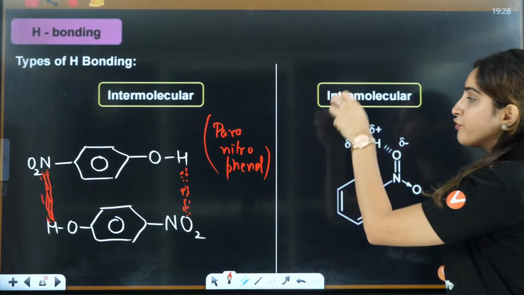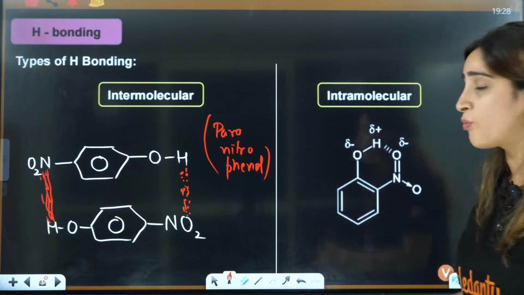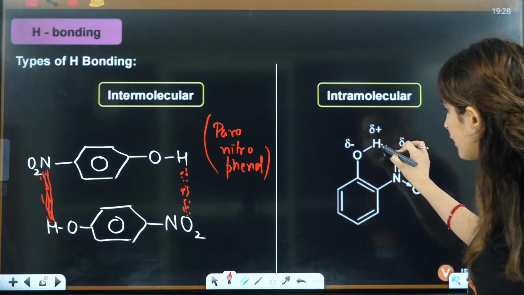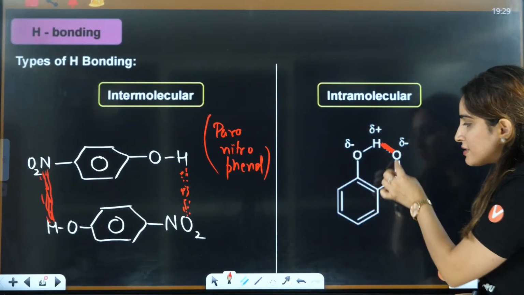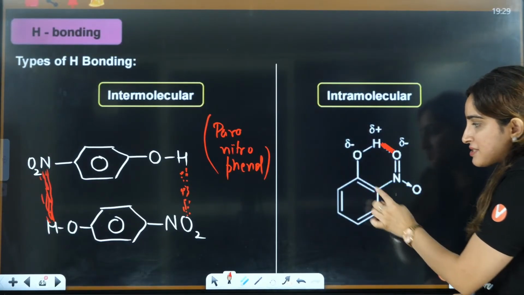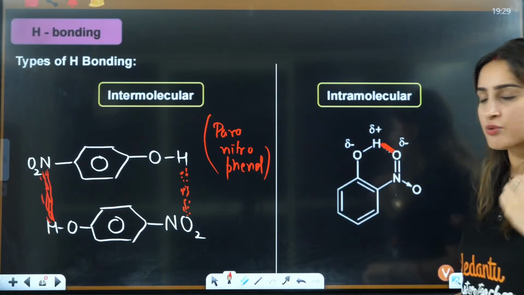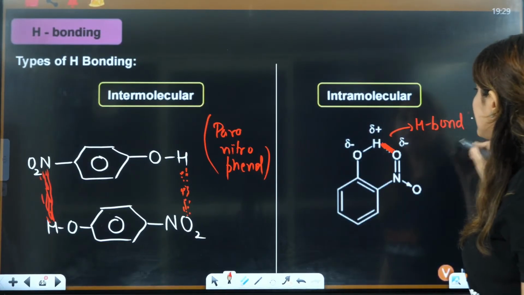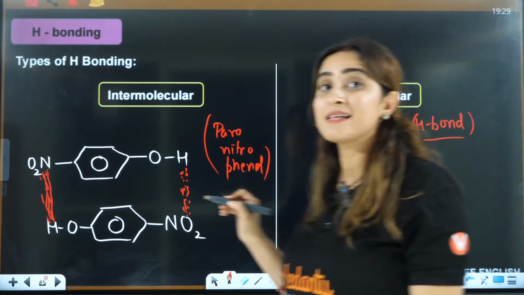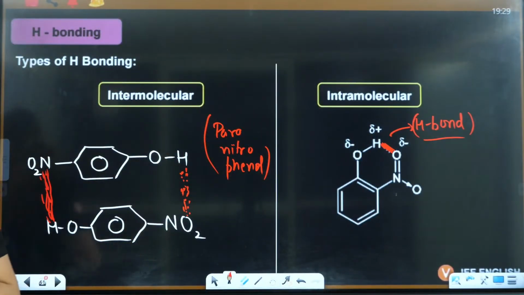So para nitrophenol shows intermolecular, and intramolecular means within its own molecule. So this hydrogen of the OH is going to show hydrogen bonding with this oxygen of the same molecule. Because it is at the ortho position, the orientation is better so that it can give hydrogen bonding, right? This is also a hydrogen bond, because it is occurring within the molecule, so it is intramolecular. This is intramolecular and that is your intermolecular, right?